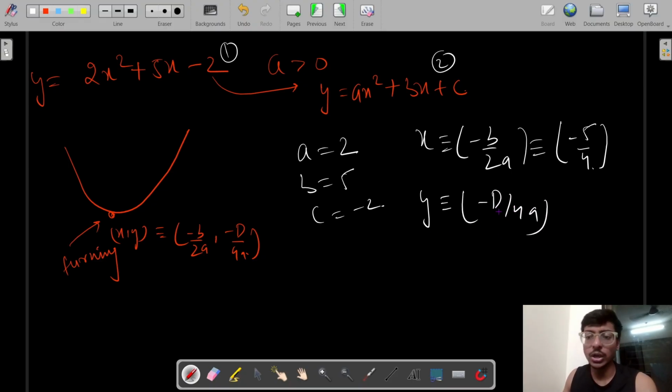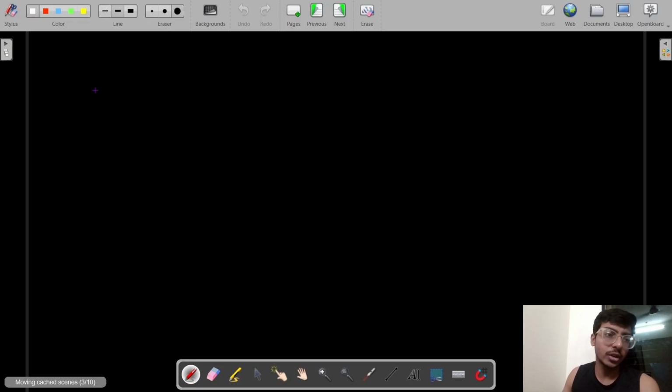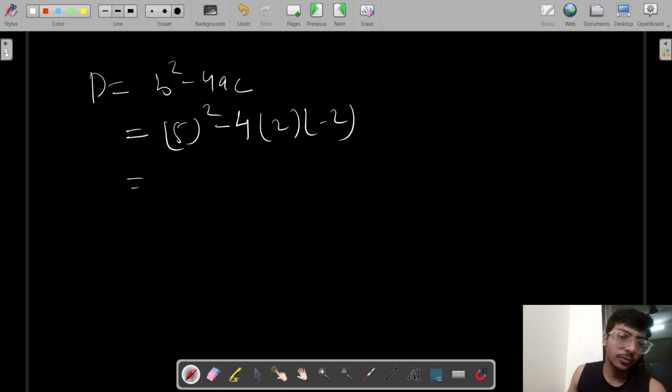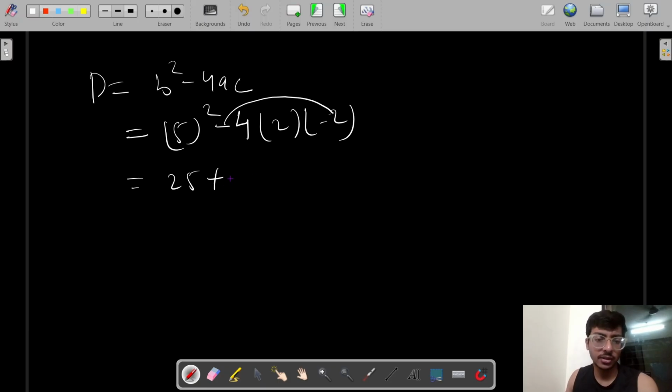And if I calculate my y coordinate, that is equal to minus D by 4a. So first I need to calculate this D. D is your discriminant, which is equal to b squared minus 4ac, where my b is 5, so 5 squared, this a is equal to 2, and my c is equal to minus 2. With the help of this, I can clearly see that this is equal to 25 plus 16, right? So my discriminant is nothing but 41. So D comes out to be 41.